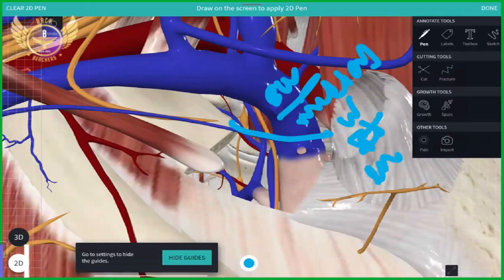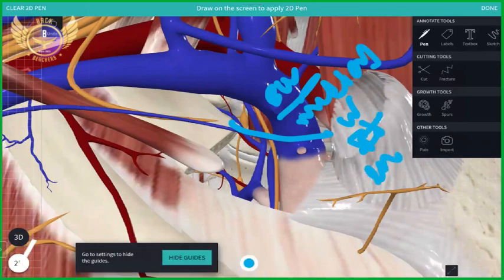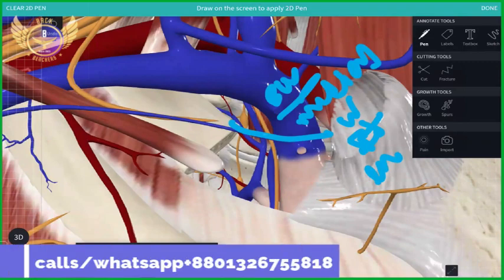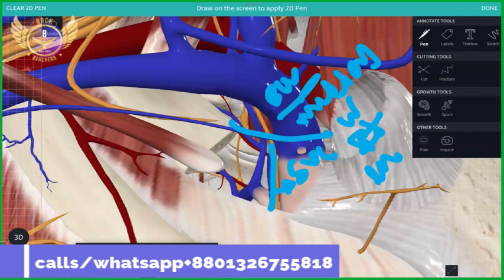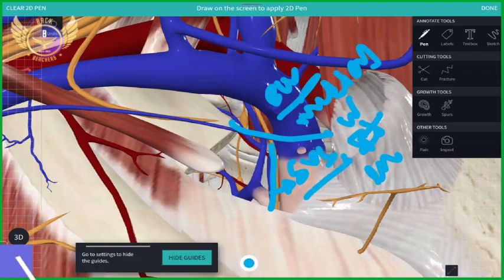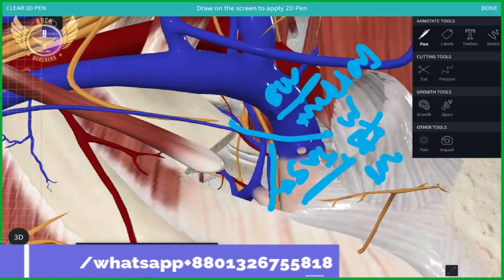When it enters, you have to know very precisely. When it enters, the brachiocephalic vein is medial, but after it enters inside the thorax, we have the superior vena cava medially. Inside the thorax, after entering, we have the superior vena cava.